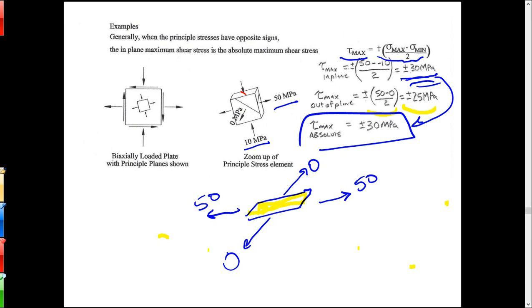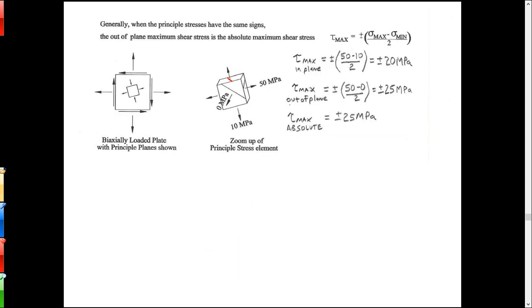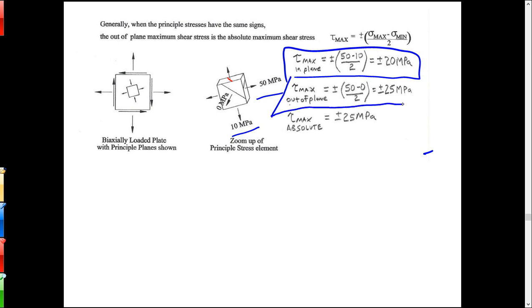All right. Now let's look at the example on the bottom of that page. Okay. Let's say our principal stresses are positive 50 and positive 10. So instead of positive 50 and negative 10, they're positive 50 and positive 10. Tau max in plane would be 50 minus 10 over 2. That's plus or minus 20. Tau max out of plane would be 50 minus 0 over 2, and that's 25. That means the out of plane stress would govern on that one.